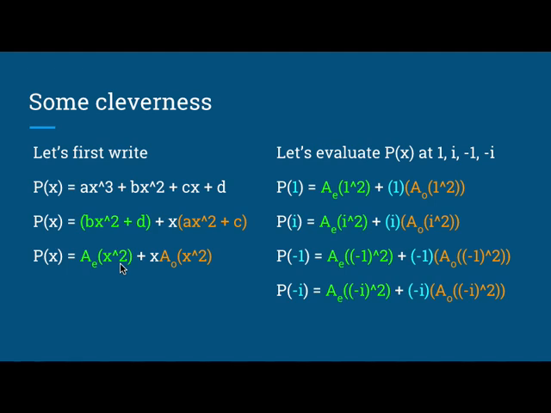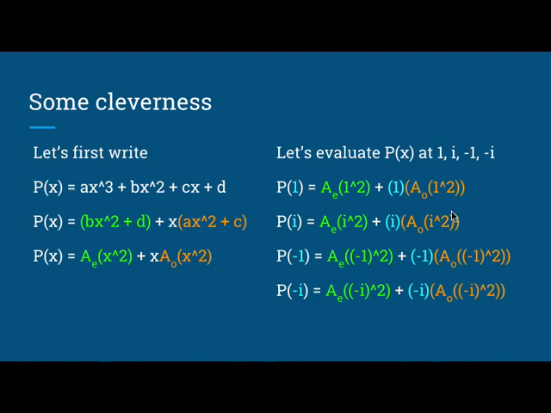Now let's move on. Let's say we want to evaluate p of x. Earlier we were doing some silly things like evaluating it at the points 2, 3, 4, 5. Forget about that. Let's now choose our points cleverly. This is the thing that makes FFT fast. Let's evaluate it at these 4 points instead: 1, i, minus 1, and minus i. And let's see what happens.